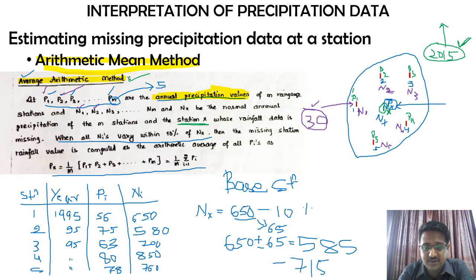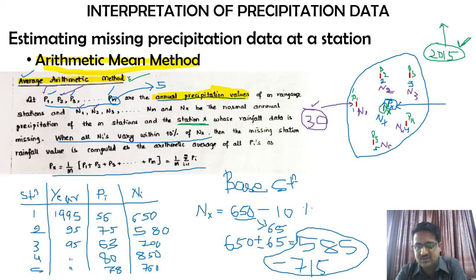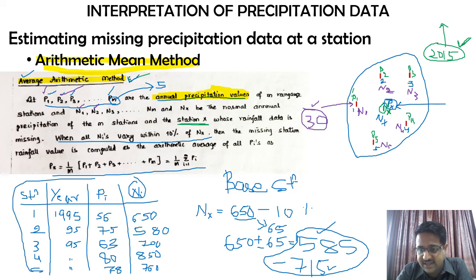So it is going to give me a range. If all the ni's available in this table vary from 585 to 715, then I can go ahead and use the arithmetic average method. All this data that you are seeing in this table will be available to you in the question. Whenever we solve a problem, such a table will be given to you. If all the ni's vary within this range, then you can go ahead and use this method.